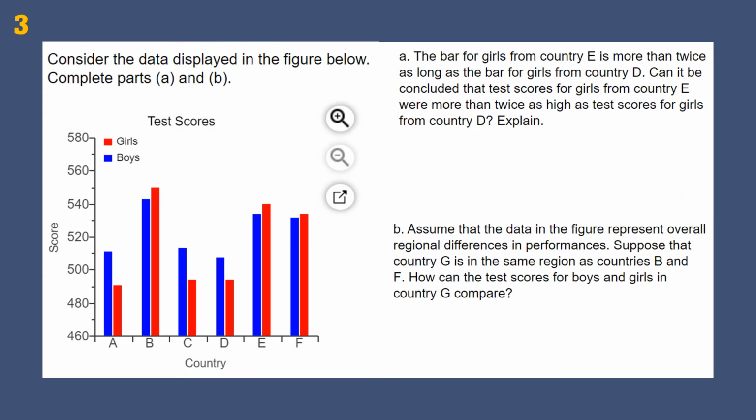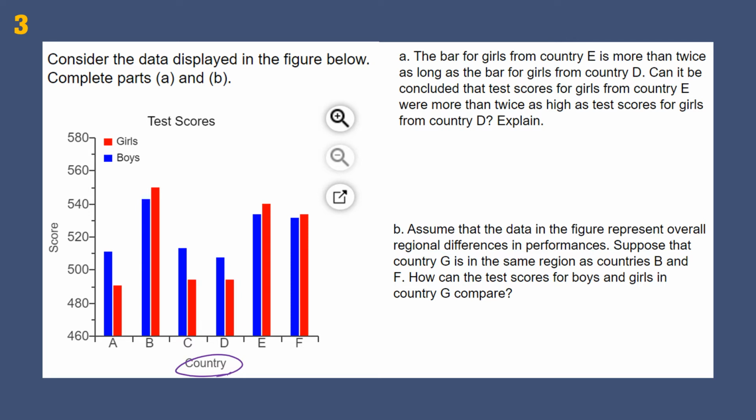Consider this data. We have this graph, and this is a bar chart. Now, it's bars, unlike a line chart. It means each of these represents separate categories. In this case, our categories are different countries. We also have a side-by-side bar chart, so we have two groups in each country. In this case, boys and girls.